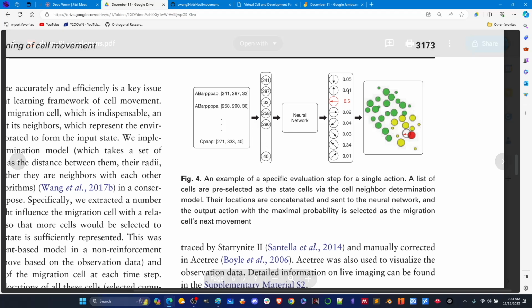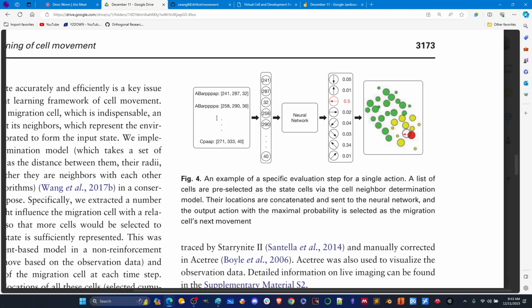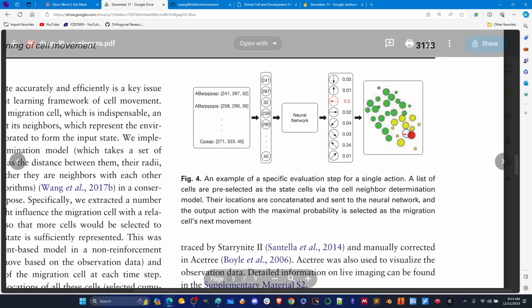You put it into a neural network. You get this orientation map, which has these different directions, different amounts of movement. So this is a list of cells pre-selected as their state cells via the cell neighbor determination model. So you have these 3D positions. You determine which ones are neighbors, being which ones are the nearest neighbors based on their X, Y, Z position. And then you might use a Euclidean distance metric for that, just to determine which ones are closest. And then a list of cells are pre-selected as the state cells by the cell neighbor determination model.